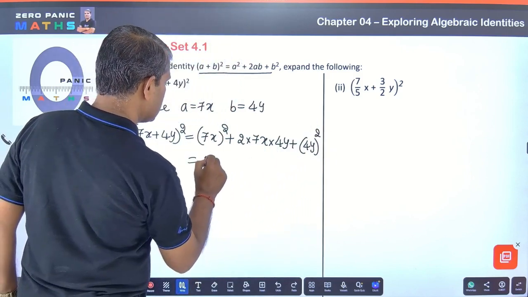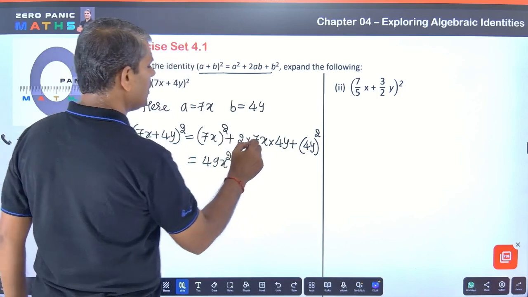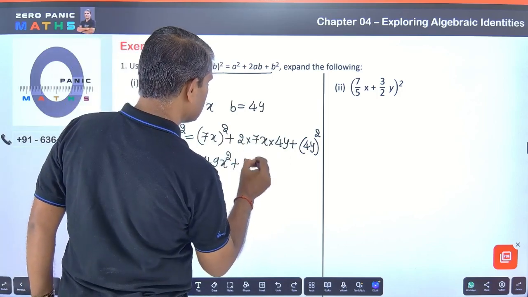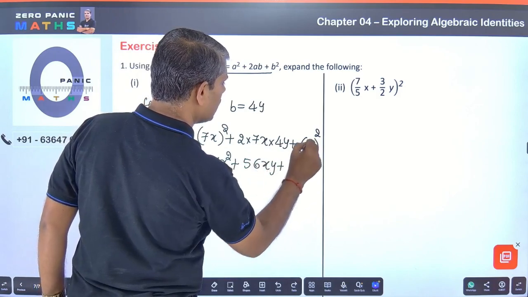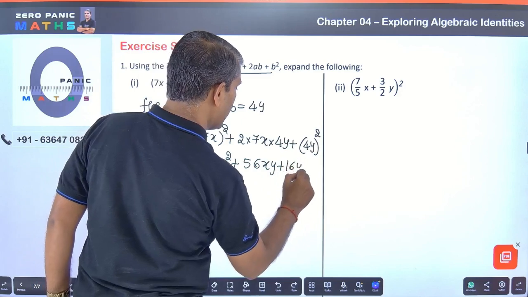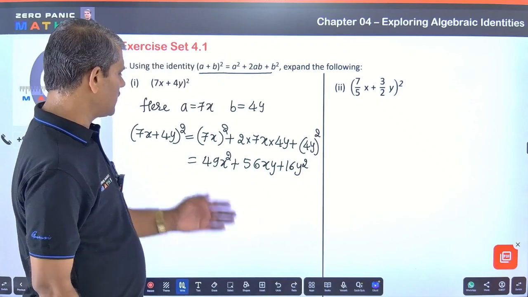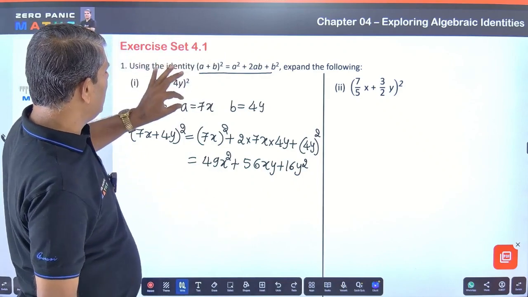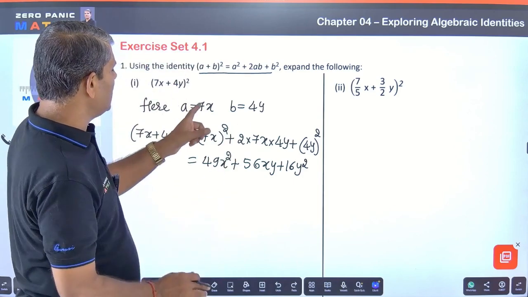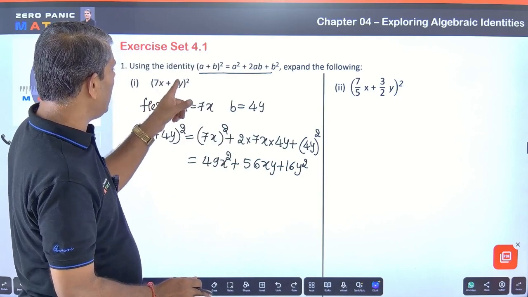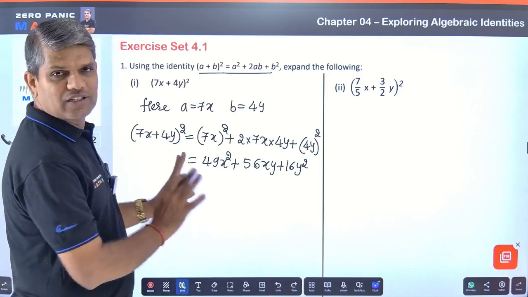7 square, that is 49x square. Okay, 2 sevens are 14, 14 fours are 56, x into y, that is xy, and 4 fours are 16y square. This is the expansion of this. Nothing more than this, just expanding the given expression by using the identity. Just go on substituting the given a and b values and write this in this format. That's all the expansion is.